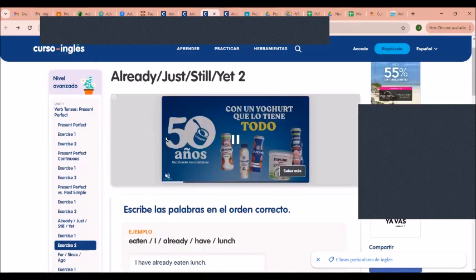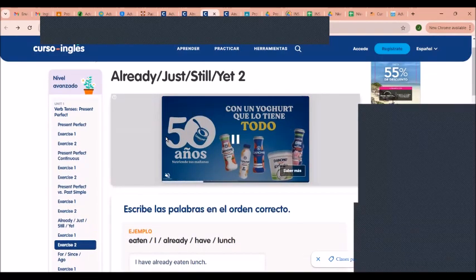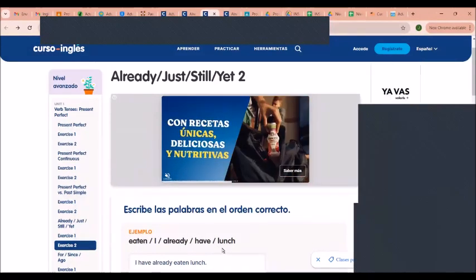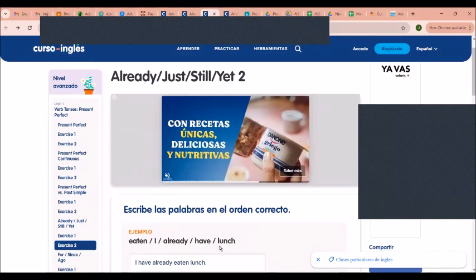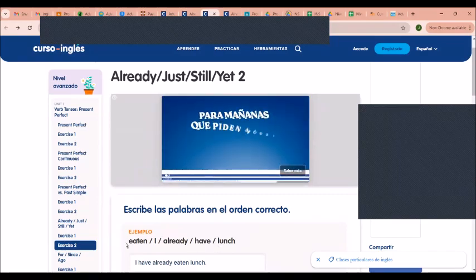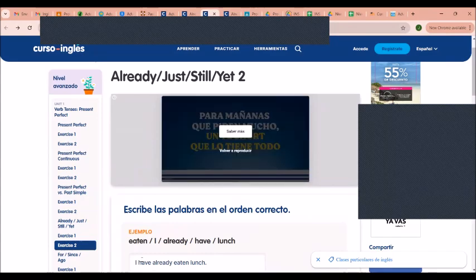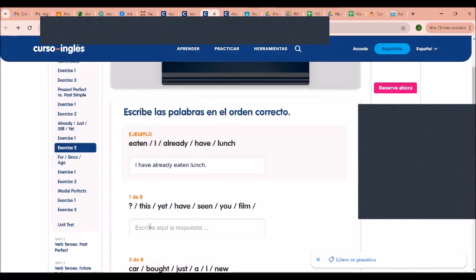Notice how our sentences are structured. We have our words, and remember where to place the words in the sentence. For example, here I have already between the auxiliary and the verb, our principal verb, and we have lunch, which is our complement. I have already eaten lunch. Number 1. This is a question. What starts our question?